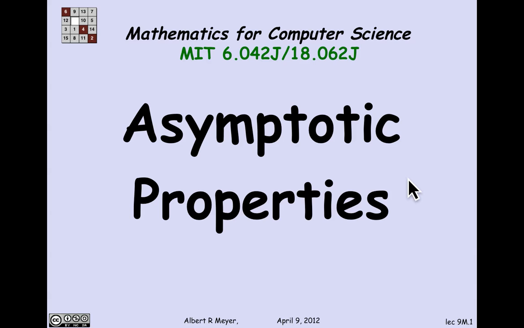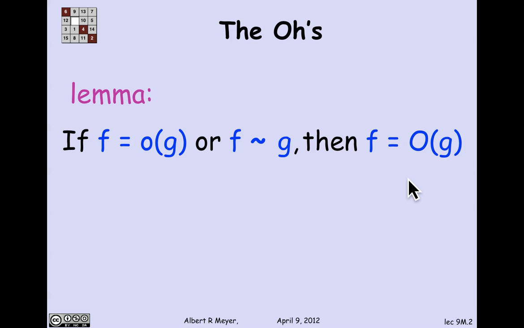An advantage of expressing the asymptotic notations in terms of limits is that a bunch of their properties then become immediately obvious. Here's one. If f is little o of g, or f is asymptotically equal to g, then in fact f is big O of g.